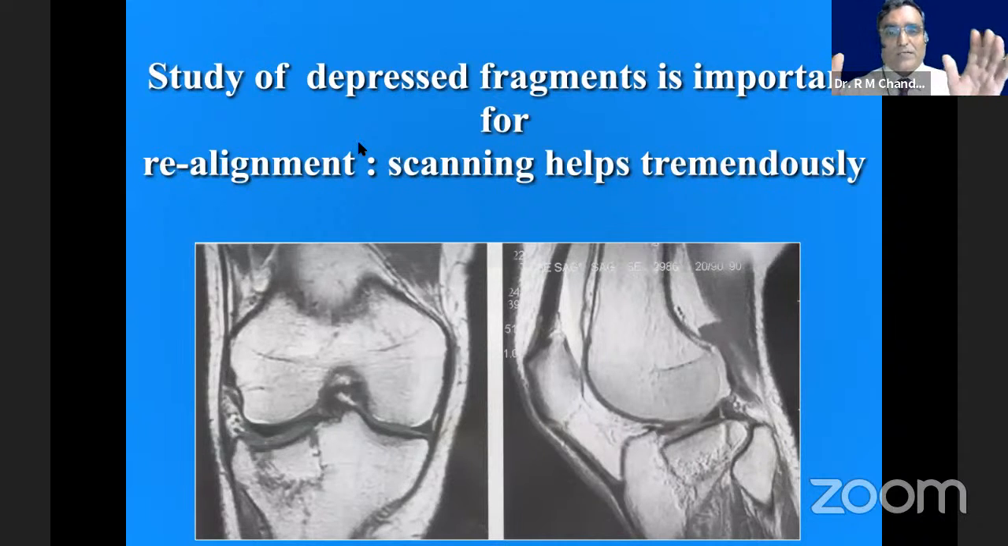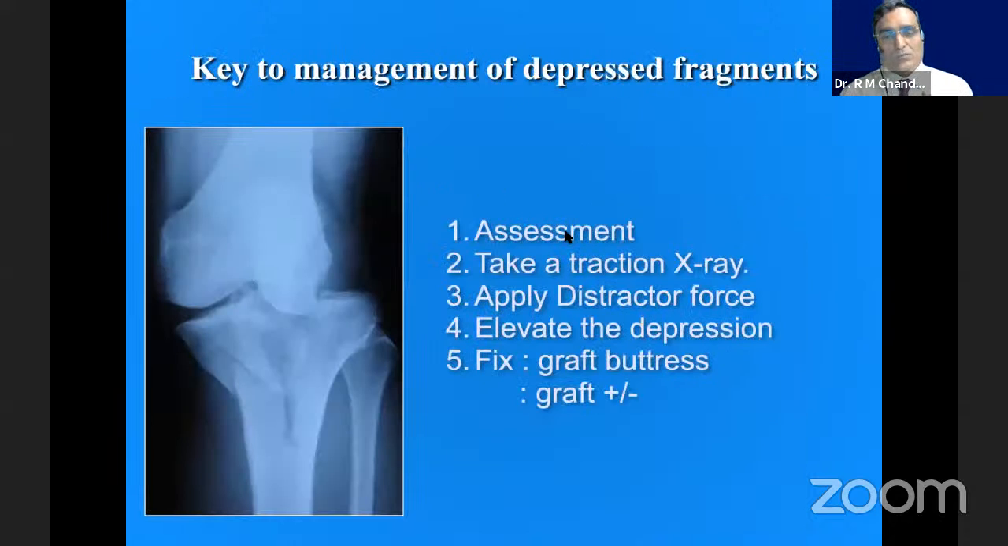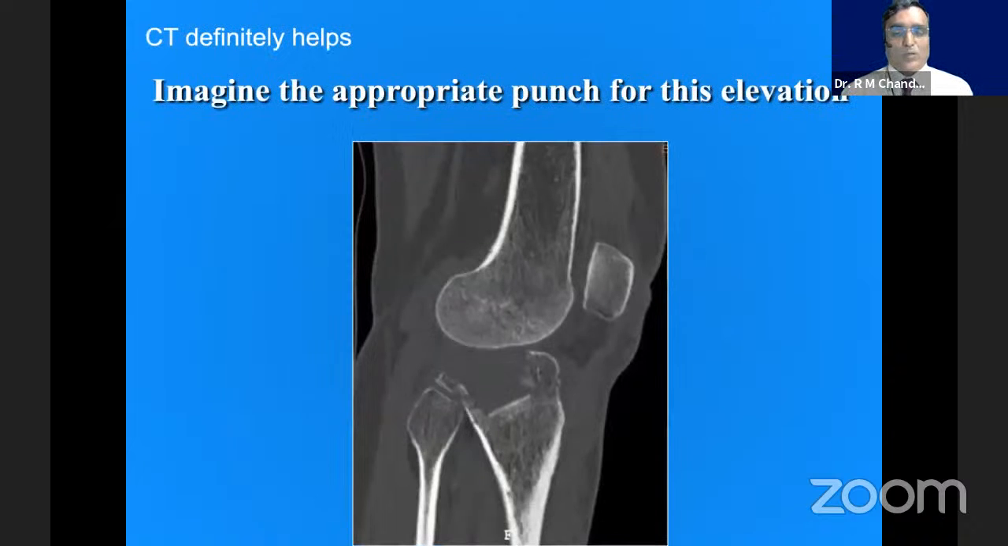Study of the depressed fragment is important for realignment, and scanning helps tremendously. All these scanning images, we should look at them. The key to management of this depressed fragment is a proper assessment; take a traction view. On the C-arm, we take a traction X-ray in AP and lateral, then apply distractor force, elevate the depression, and fix those fragments in situ with raft screws or whatever means, and then buttress and graft, or at times graft substitutes, or even without graft, depending on the situation.